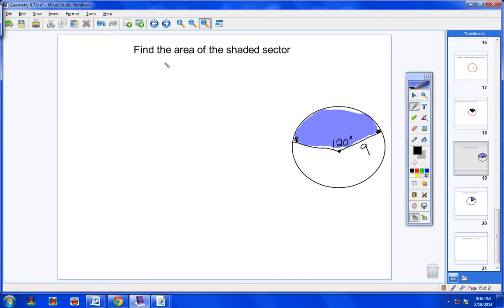I want you to find the area of the shaded sector. Man, that's going to be challenging. I want you to find the area of the shaded sector. Let me break it down for you in steps.